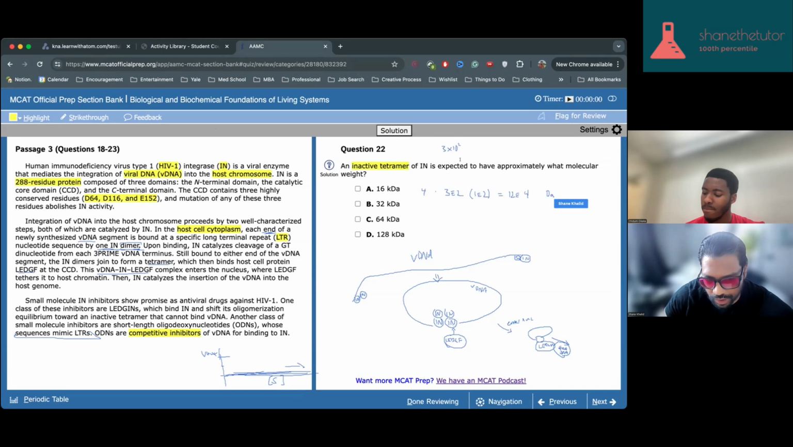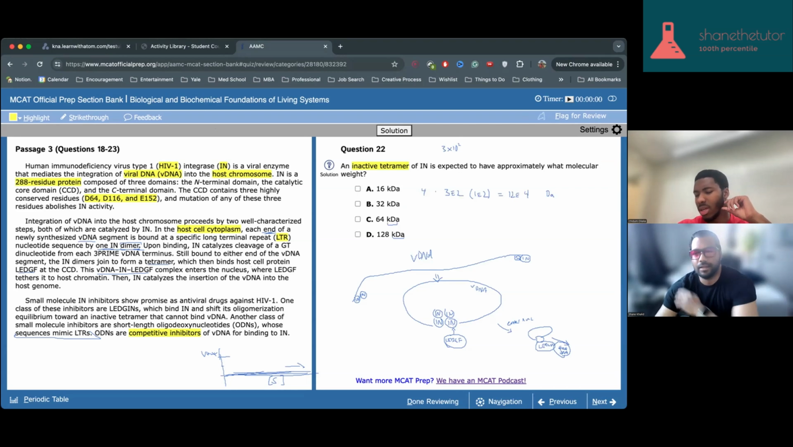But since our choices are in kilodaltons, I'm just going to multiply it by 1,000. So what's D? Yep, D. Okay. I think because I usually don't do my math that way. I usually do times 10 to whatever power. Let me not try to do that.